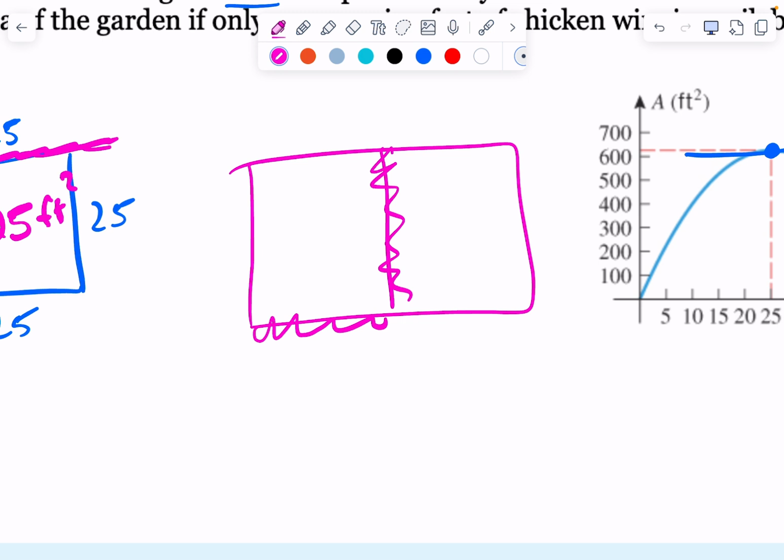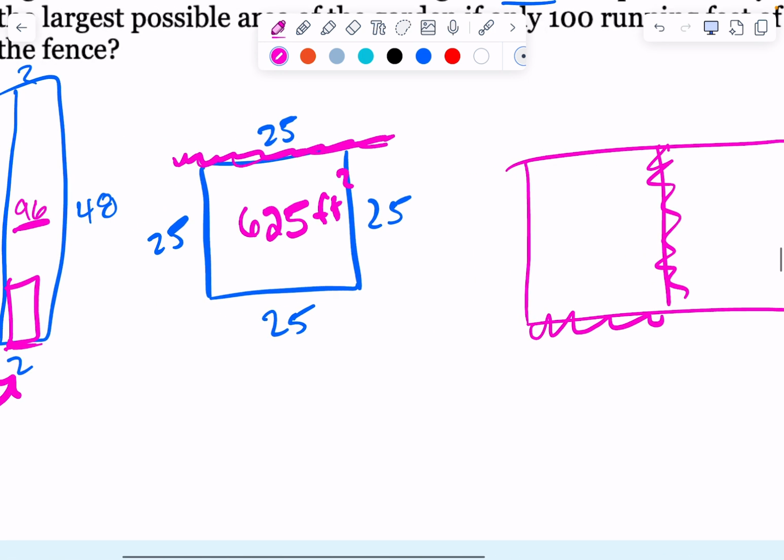33 and a third. Well, yeah, you didn't know that? 100 divided by 3. But if it's 33 and a third, right? 33.3, what would be my square footage?